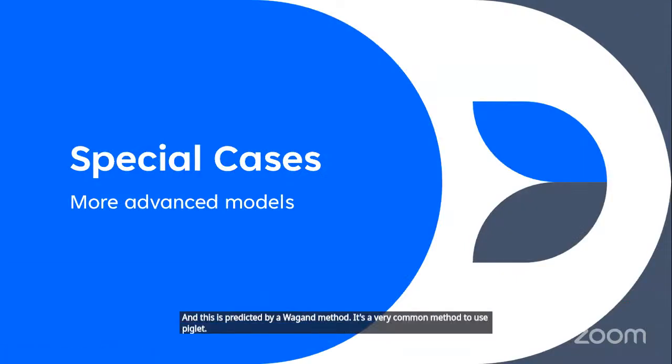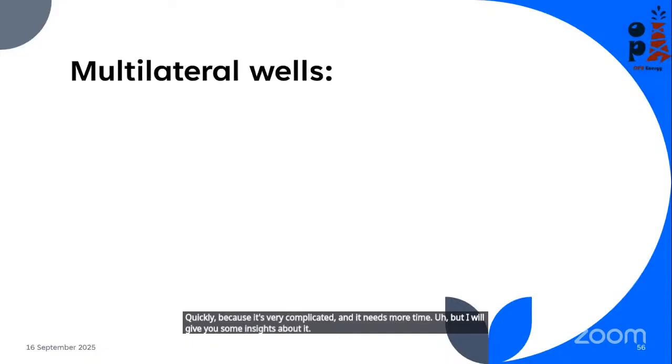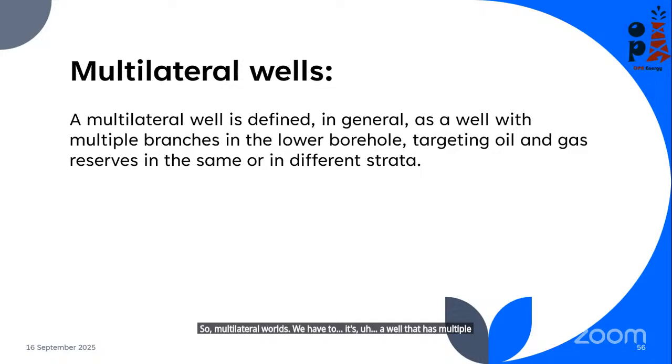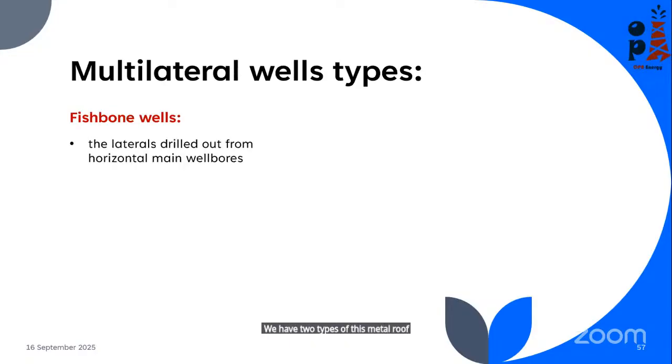Let's talk about some special cases. Finally, this will be the last part. I will go through it quickly because it's very complicated and needs more time, but I will give you some insights about it. Multilateral wells are wells that have multiple branches from a main borehole. We have two types. Fishbone: when you drill a horizontal main wellbore and drill laterals or branches from this horizontal well.